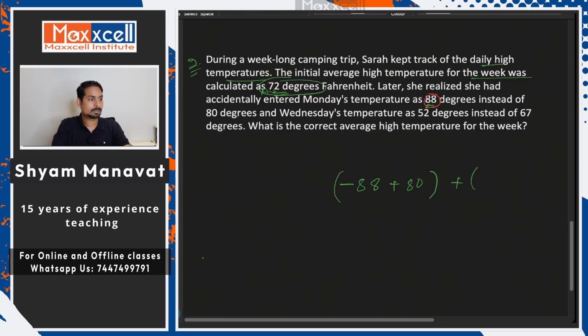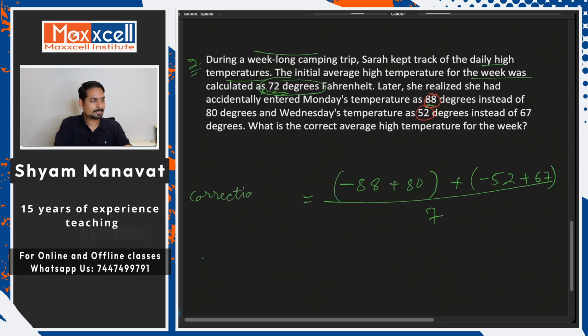The next correction is what? And for Wednesday temperature as 52 instead of 67. So 52 is the wrong one. Take it out. And 67 is the correct one. Add this up. Correction in sum divided by number of values. So it's a week long trip, right? So 7 days week, correct? This will be correction in average.